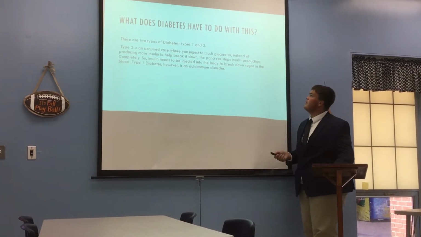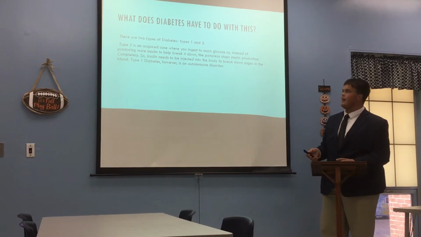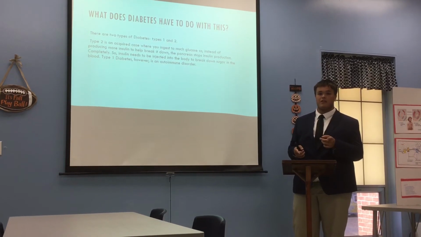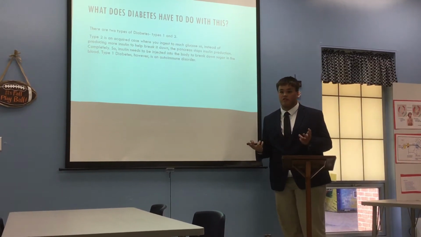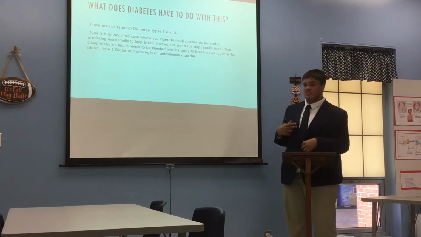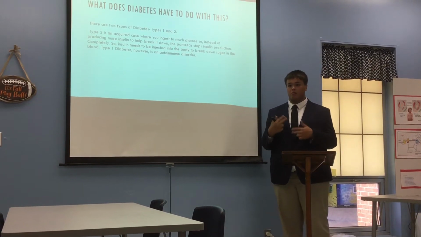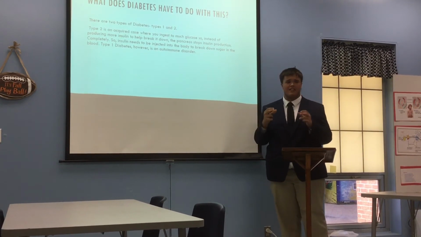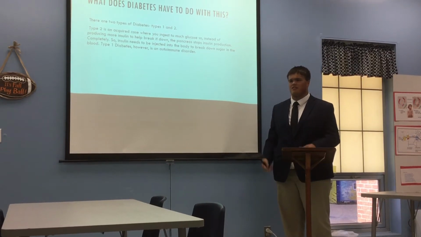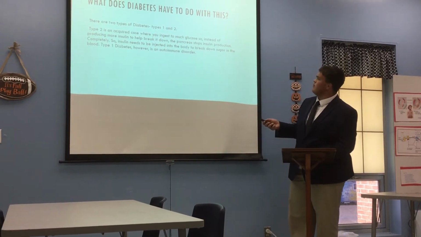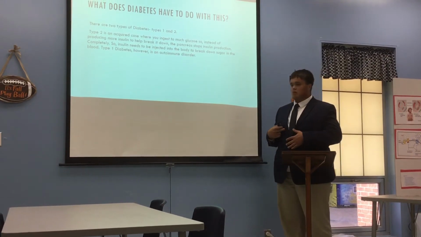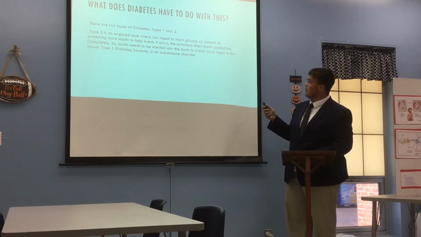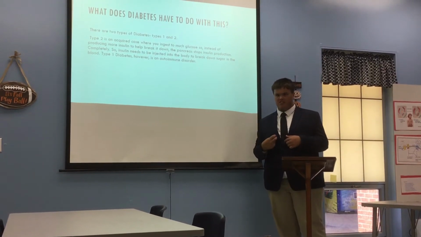Now, what does diabetes have to do with this? First off, diabetes has 2 types. Type 2 is an acquired case of diabetes. That's what my grandmother has. She's an example of this. It's where she's ingested so much sugar, glucose, into her body that her body, instead of producing more insulin to counteract this, completely stops insulin. It doesn't do what it's supposed to. And the pancreas is just there. It's not producing insulin anymore. So in order to treat that, you have to have insulin injected into your body almost daily.